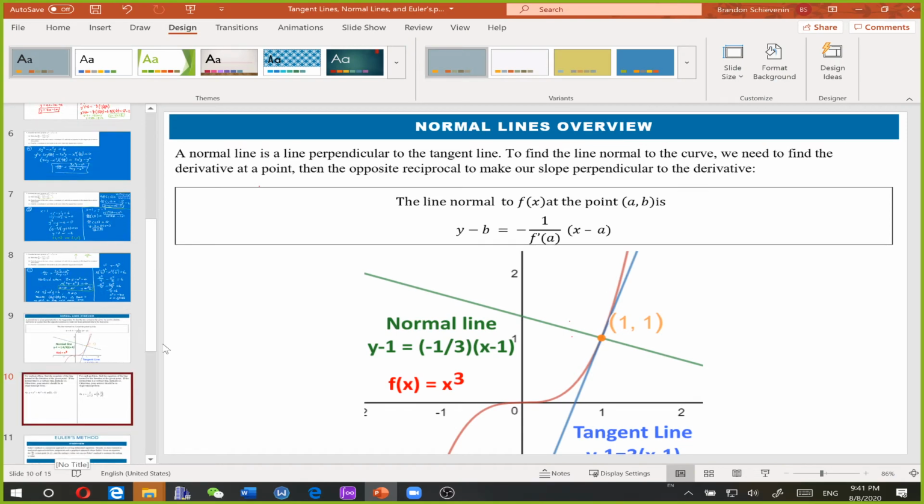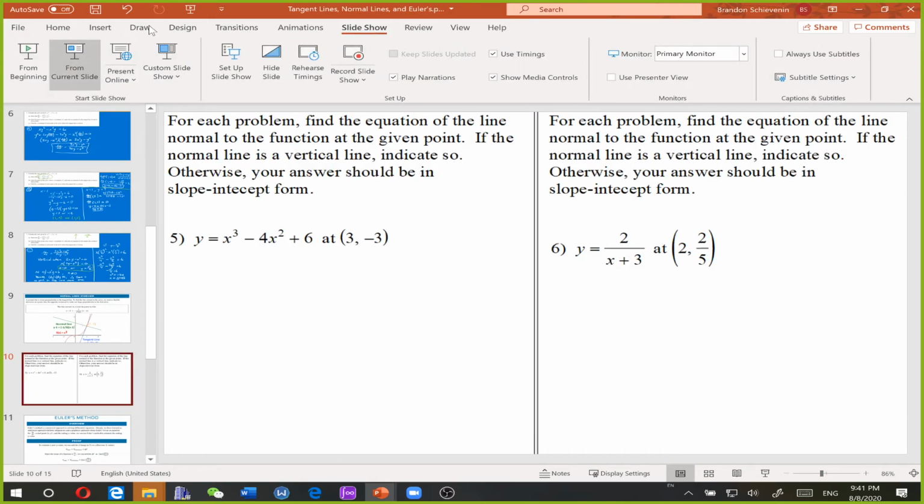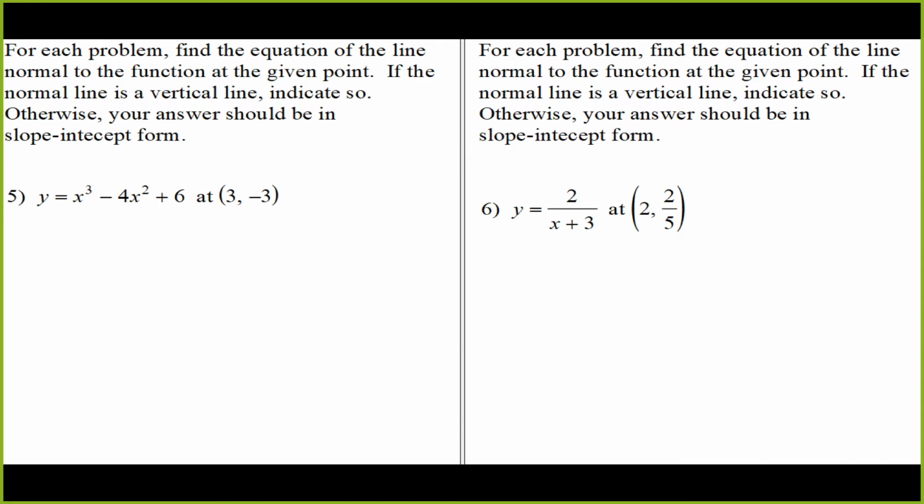Okay, so I'm going to try a couple of these. So once again, top of the order, back to Andrew. If I want to find the line that is normal to this function, what's my first step? Derive this, go ahead and derive it for me. 3x squared minus 8x. Okay, 3x squared minus 8x.